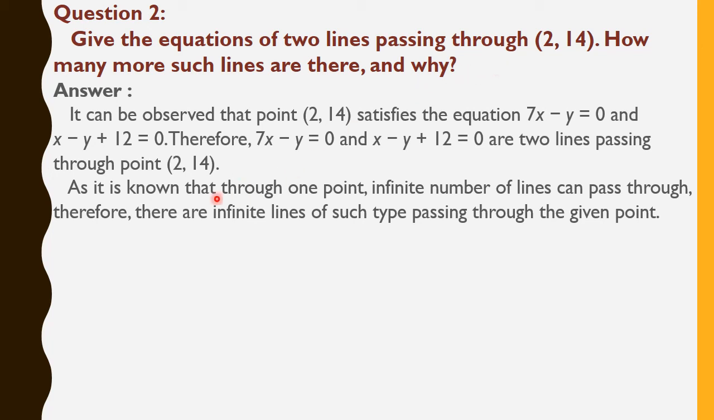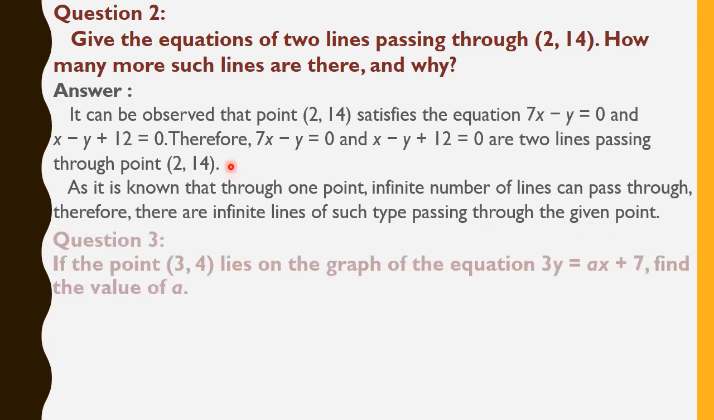For the second part of the question, as it is already known that through one point, an infinite number of lines can pass. Therefore, there are infinite lines of such type which are passing through this given point (2, 14).